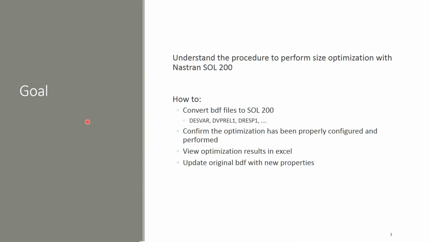Here's my goal. What I really want to communicate in this presentation is what the procedure is like for Solution 200. Which BDF file do you work with? How do you convert this BDF file to Solution 200? What entries do you need to perform optimization? I'll then discuss how we know if our optimization went through properly. I'll go over how to view your results in Excel. And then at the end, I'll go over how to update the original model with new optimized properties.